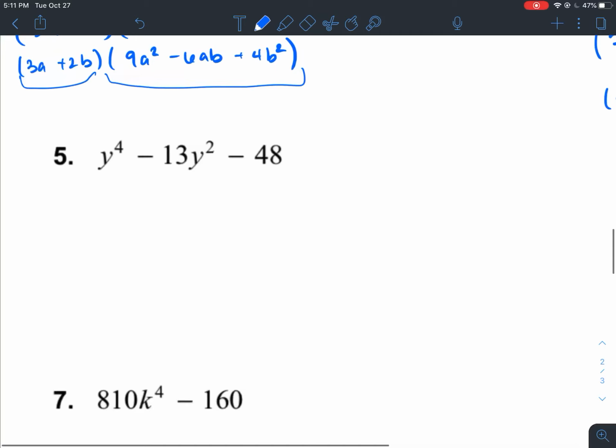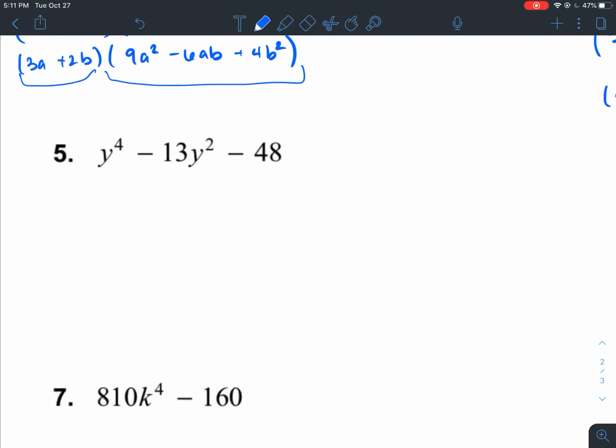For number 5, let's see right here. From here, I'm going to use a method of substitution. Okay? I've noticed here that this is y to the 4th, this is y squared, and this doesn't have anything, which is awfully familiar to having something like y squared, y, and 0. So I'm going to make a substitution. I'm going to say that y squared is equal to x.